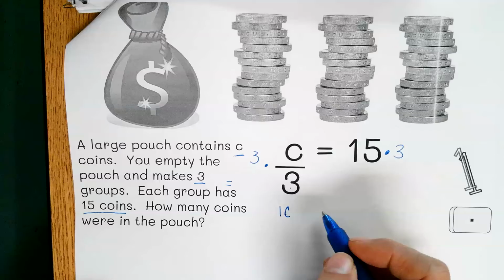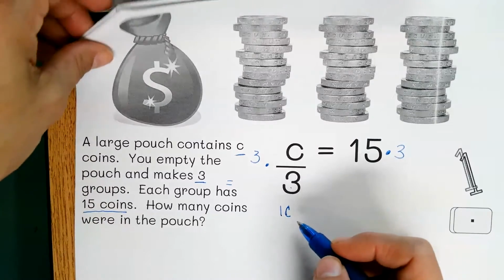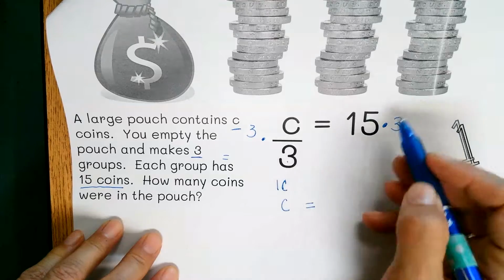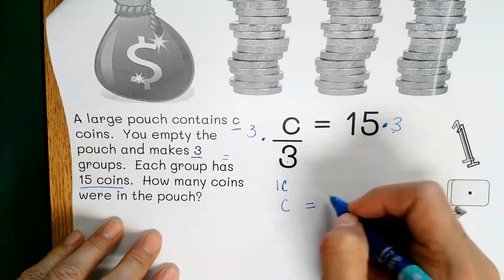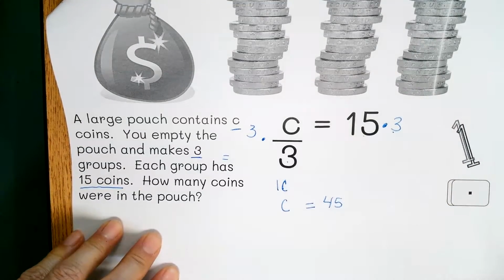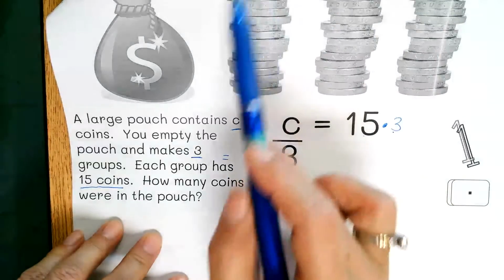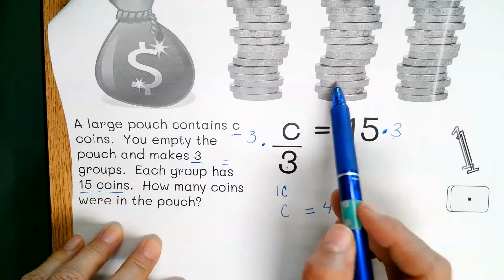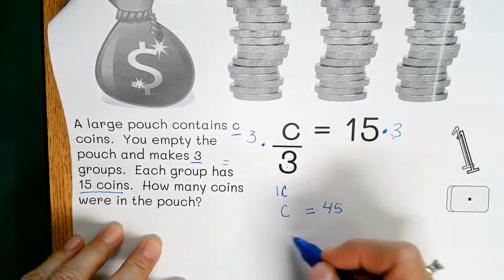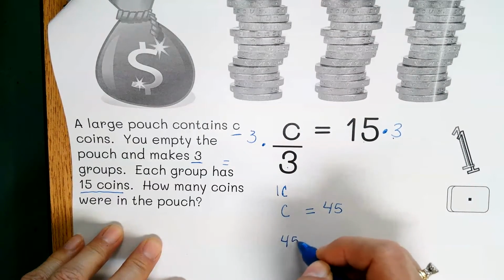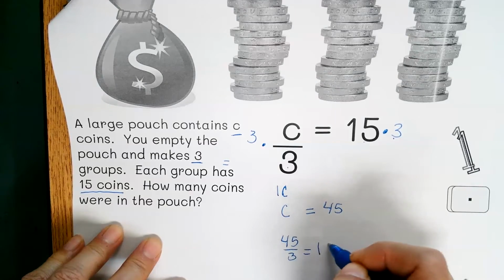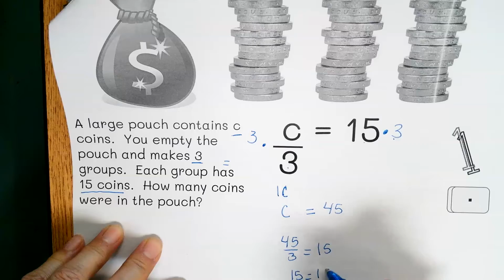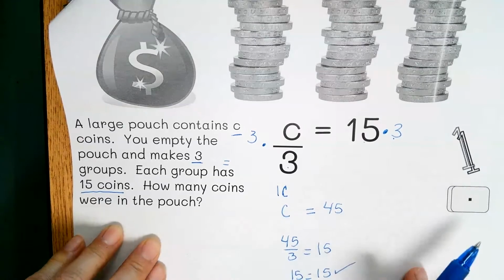And we can say in middle school, we just kind of put it as C. Bring down your equal sign, equals, and then 15 times 3, again, you can use a calculator, is 45. So we're saying there's a total of 45 coins. There's 3 groups, and each group has 15. Now I can check. 45 divided by 3 is 15, so 15 does equal 15. That's 2 samples.